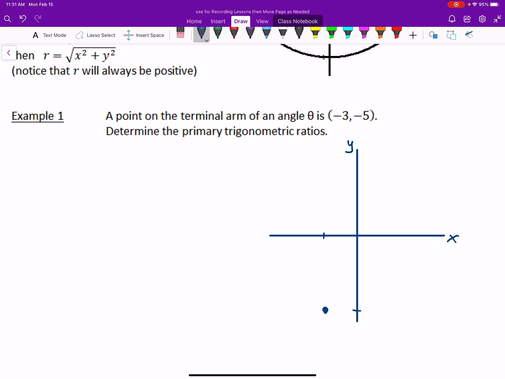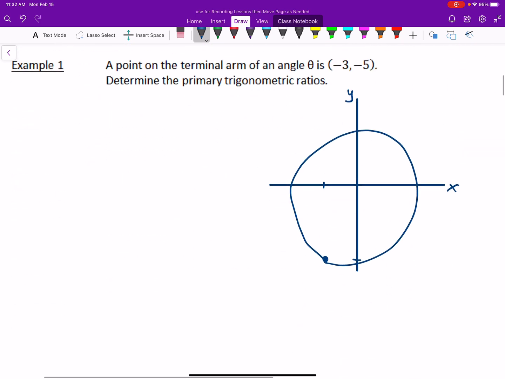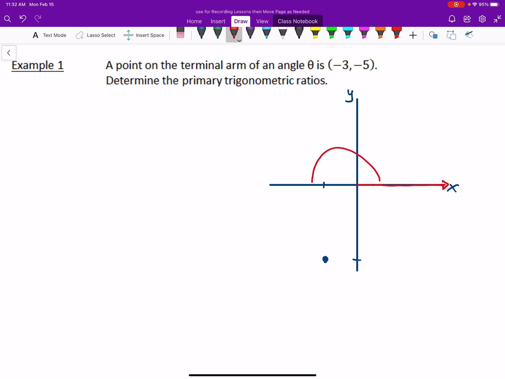I could draw a circle, although I'm not the world's best circle drawer, but I'm trying to do something like this. But I don't need the circle, really. All I need to know is that we always start on the positive x-axis for our initial arm. We go around until we get to a terminal arm. And in this case, the terminal arm is going straight through this point, which I already pointed out was -3, -5.